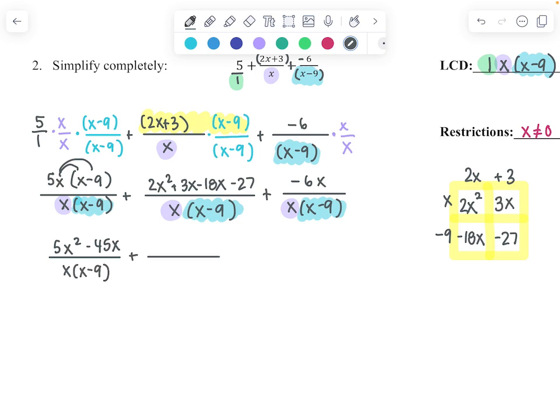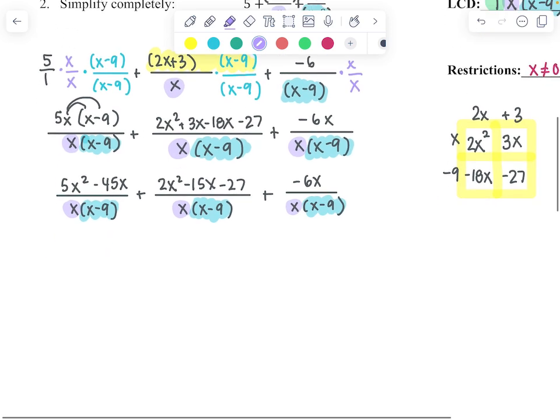In our second fraction, let's go ahead and combine our like terms. So it'll become negative 15x minus 27. And our third fraction can stay as it was simplified. So let's take a look. Do all of them have the same denominator now? And is our numerator in standard form?